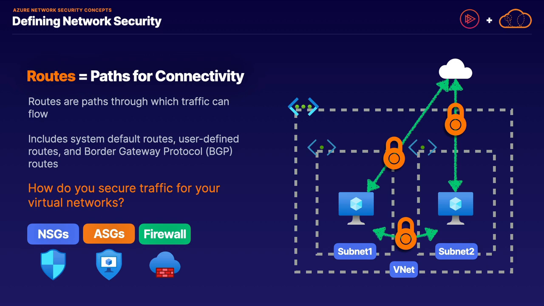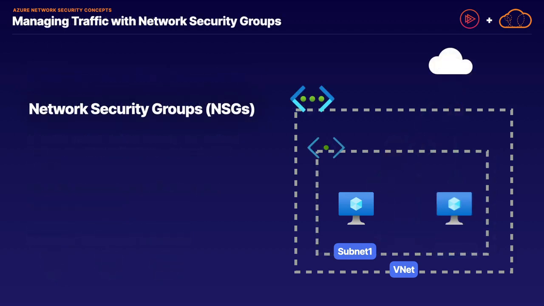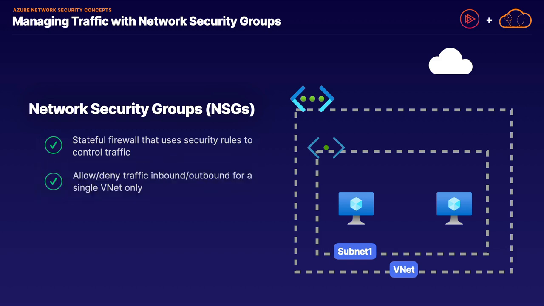So now that we know what we mean when we're talking about network security and what it is that we're trying to protect, let's move into talking about managing traffic with our first solution, network security groups. Commonly referred to as NSGs, they are our stateful firewall that we use for our virtual networks. And these have security rules that we use to control traffic. Specifically, what we're doing with these security rules is allowing or denying traffic inbound and outbound for, again, a single virtual network. So say, for example, we want to control traffic to the internet or just within our virtual network between various subnets that exist in that virtual network. We can use the security rules to do this.